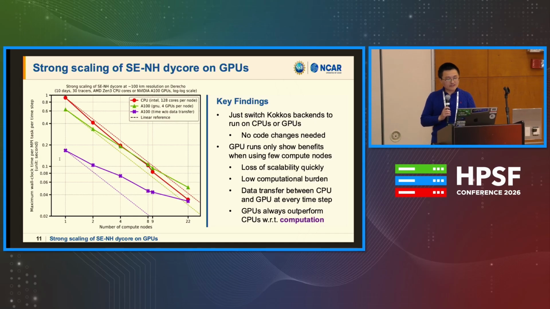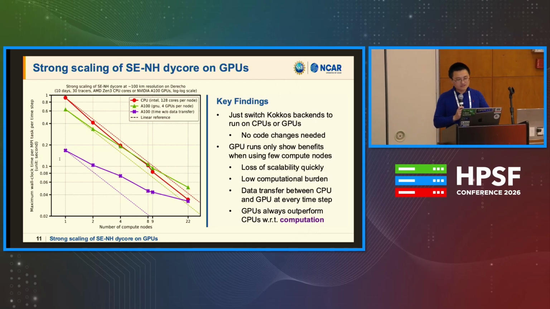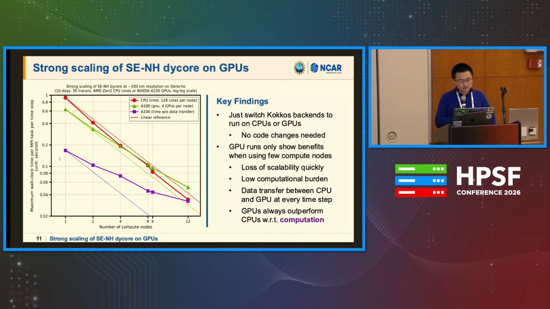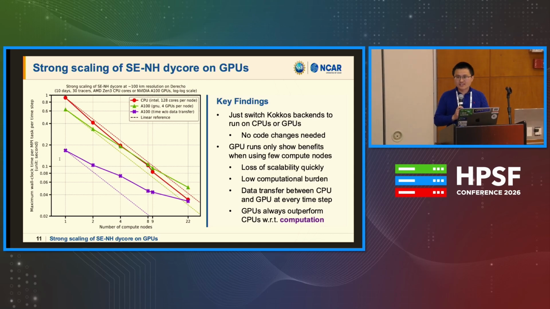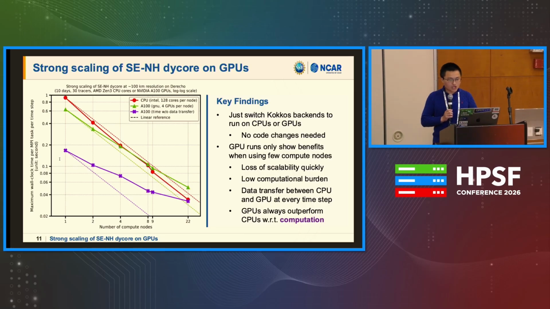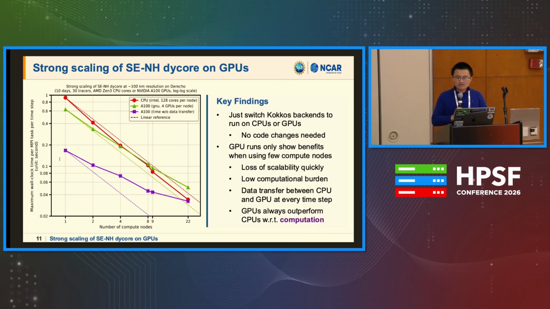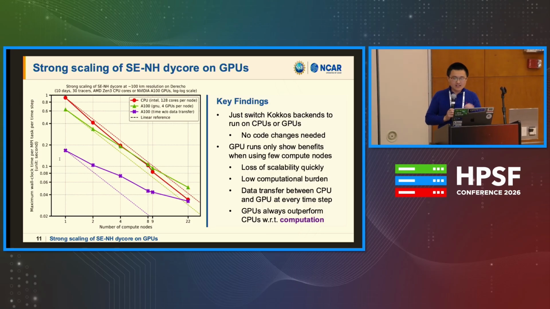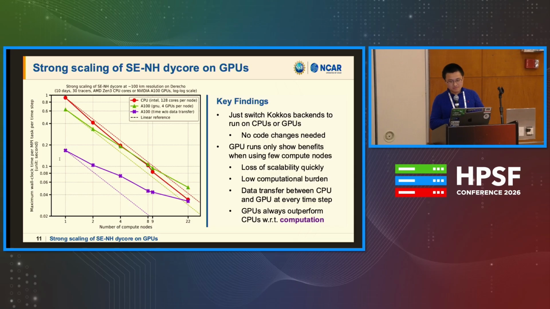First of all, you can observe that the GPU doesn't really help a lot in terms of benefit. It only shows better performance when you use 1, 2, or 4 compute nodes, and it loses scalability really quickly. This is actually expected because, as I said, this is a coarse grid resolution. You don't have enough computational work to saturate the GPU at this moment. So when you scale out, you lose the scalability.